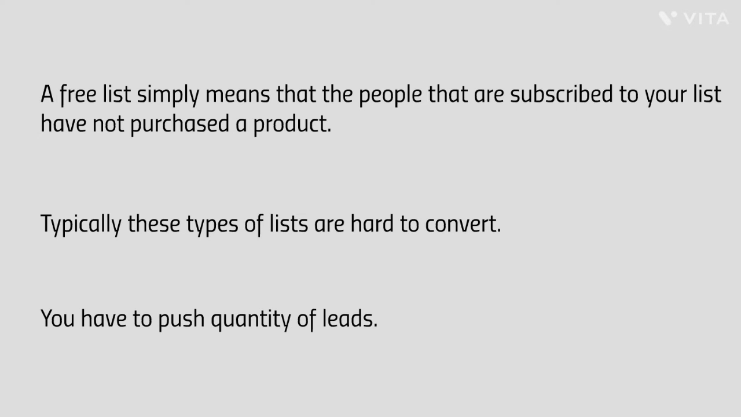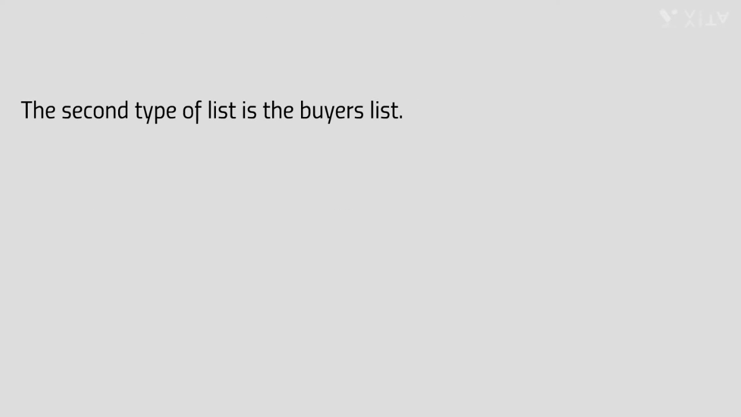So in this case, you kind of have to push quantity of lists. Instead of focusing on quality and conversions, you really have to focus on numbers. So it's a numbers game. So instead of having a list of, let's say, 100 buyers, you have to have a list of 1,000 or a couple thousand. Now, the second type of list is a buyer's list.